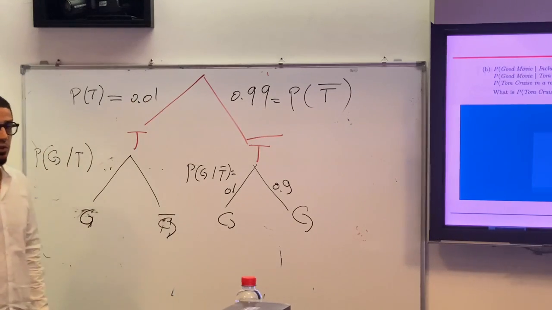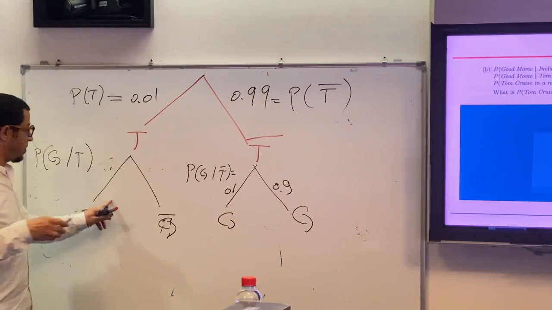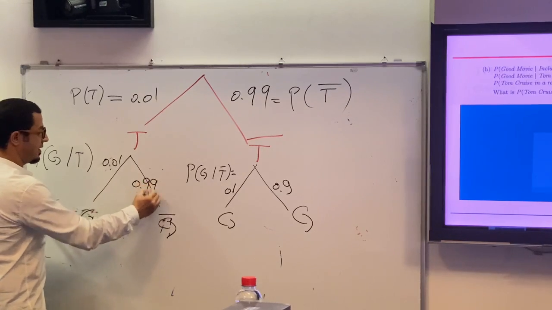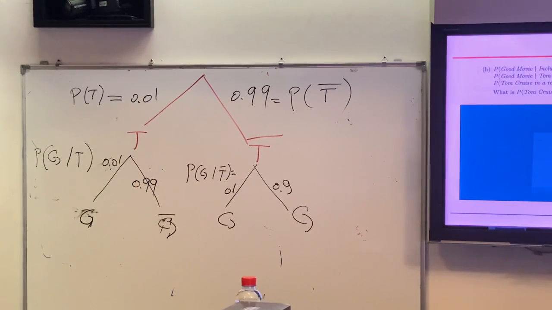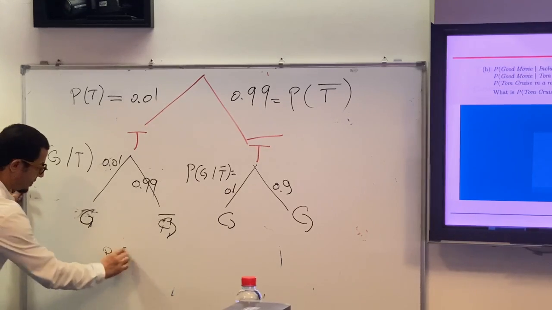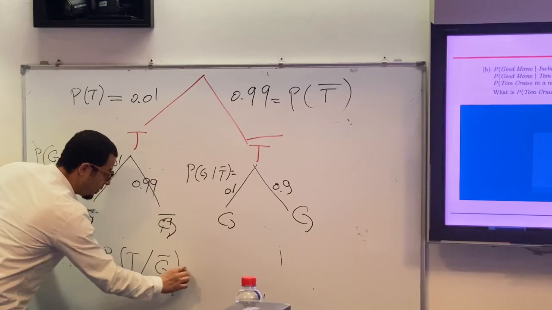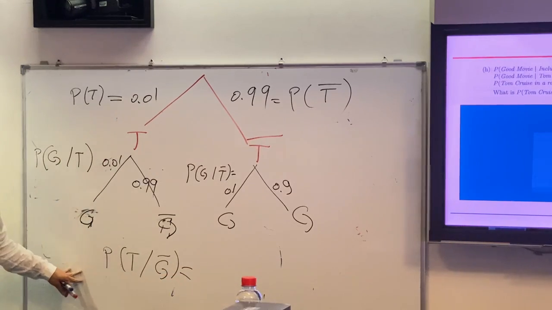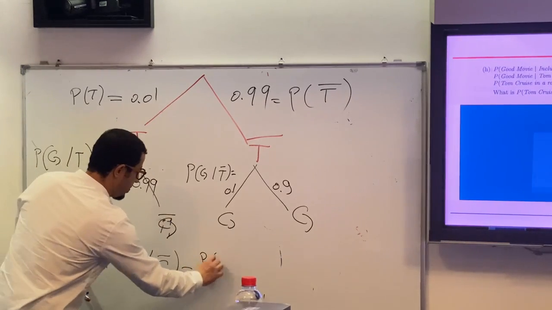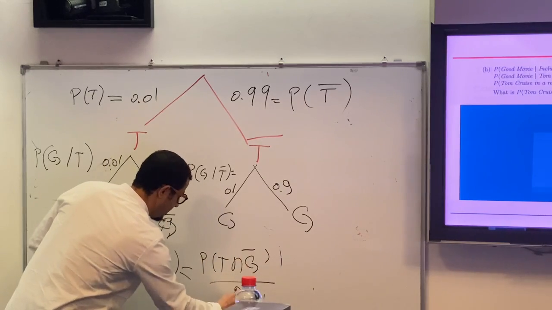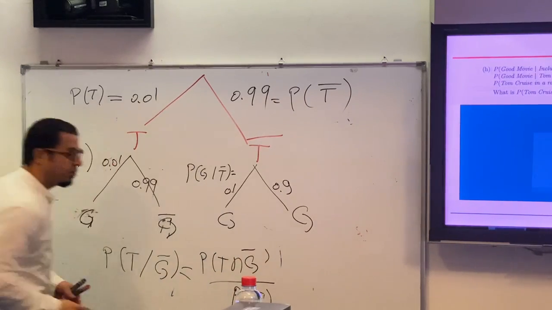And here the movie is good and Tom is in is 0.01. And this is 0.9, right? What are the questions now? The question is the probability of Tom given that the movie is not good. What is the formula for the given information? The probability of the intersection, divided by the probability of not good, right?